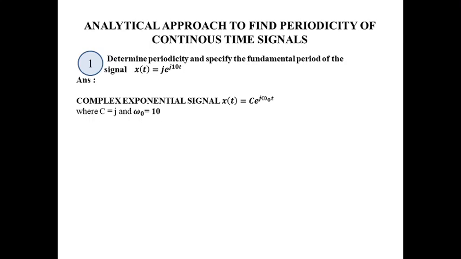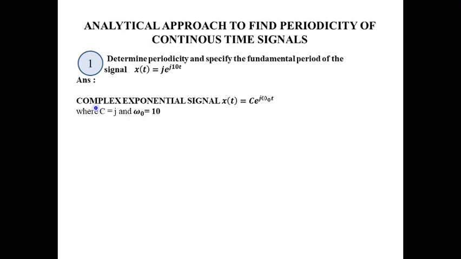So here, determine periodicity and specify the fundamental period of the signal x of t equal to j e power j 10t, right? So first you have to look into what type of signal it is, because only when you look into what type of signal it is, you can follow the specified procedure and find out the periodicity. So the first step in checking for periodicity in analytical approaches is to find the type of this signal. You can observe that this signal is nothing but a complex exponential signal, which you have studied in the types of signals itself, right?